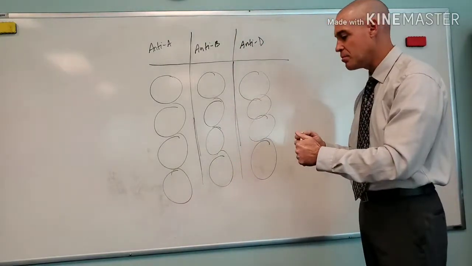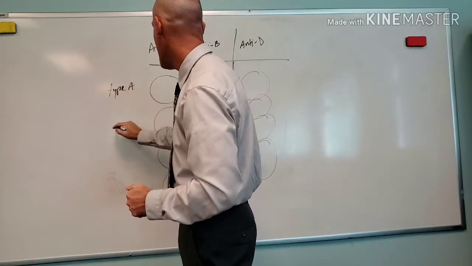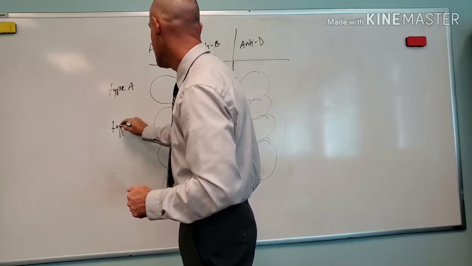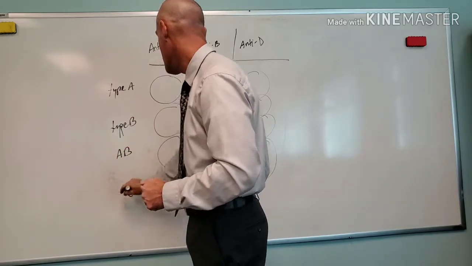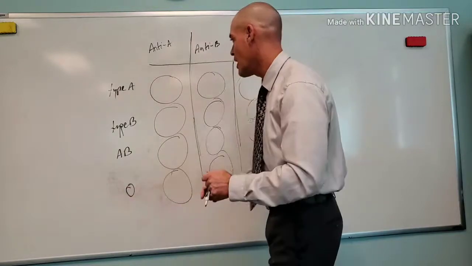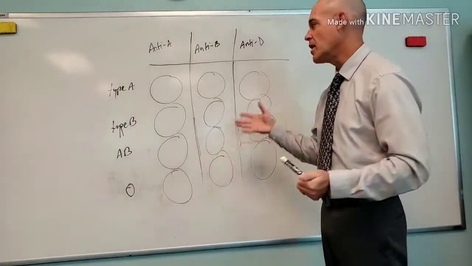Okay, just for testing purposes. So here's my types again. This is going to be my A. This is going to be my B. This is my AB. And this is going to be my O down here. Okay? So what we're looking for, and you can do this very easily to your own blood type.